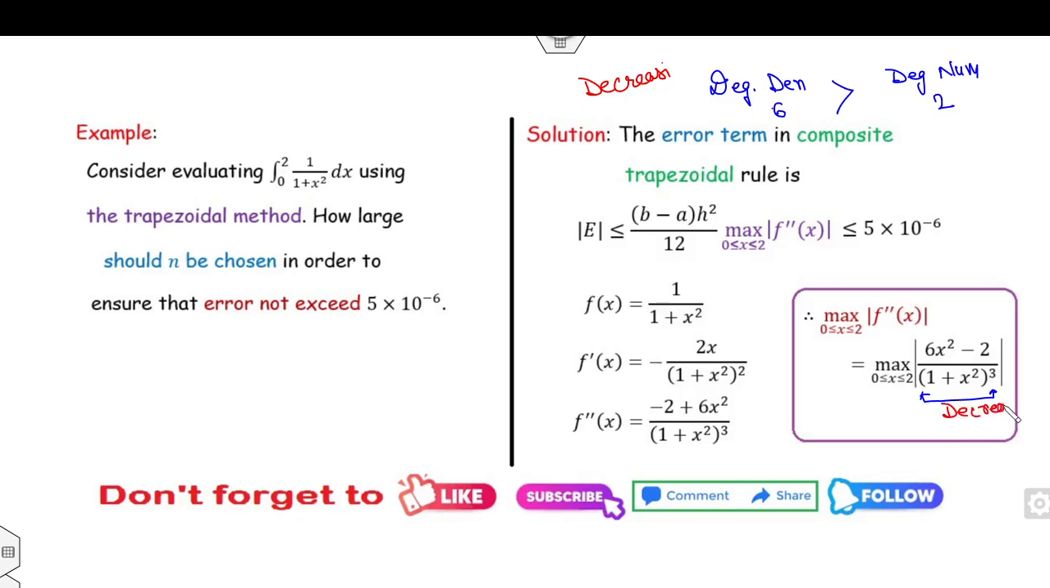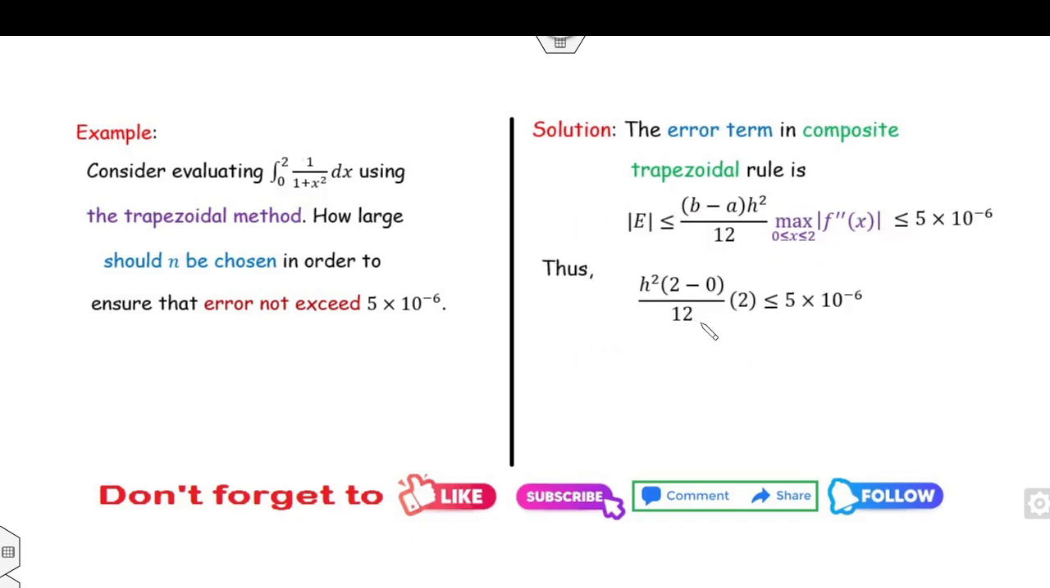Once this function is my decreasing, so the maximum is occurring at the lower point. So I can substitute x is equal to 0 in this function, because this is a decreasing function. So the maximum is occurring at the point 0. So I can substitute 0 minus 2 divided by 1 absolute value. So what is the answer of this? It is my plus 2. Fine. Now you can substitute all these values in this given expression. b is my 2, a is my 0, h will be here.